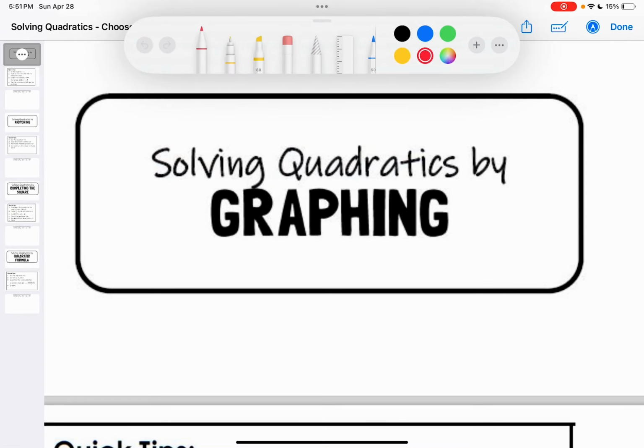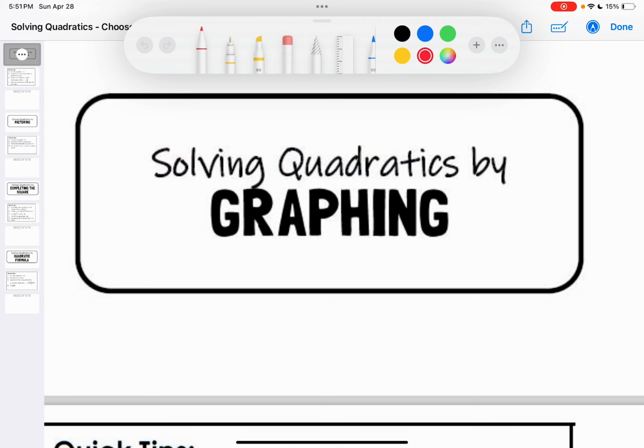All right, we're going to talk a little bit about the different methods that we've gone over to solve quadratics and kind of summarize each of them and talk about how we would apply each of them. So the first one is the first one we talked about, which was solving quadratics by graphing or by using tables. That was the first thing we talked about a couple weeks ago.